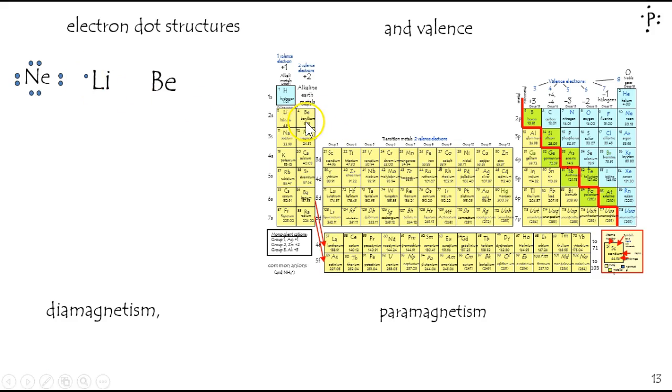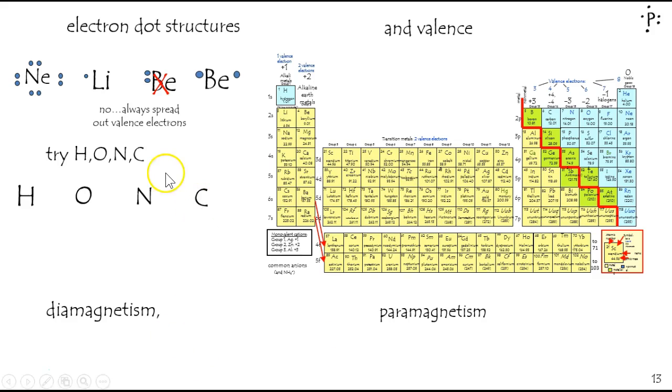Beryllium, for example, has 2 electrons in that second shell, but it would be a mistake to draw them like that. Don't forget about Hund's rule. Spread them out when you can, and beryllium typically forms, as for the entire second column, 2 bonds.